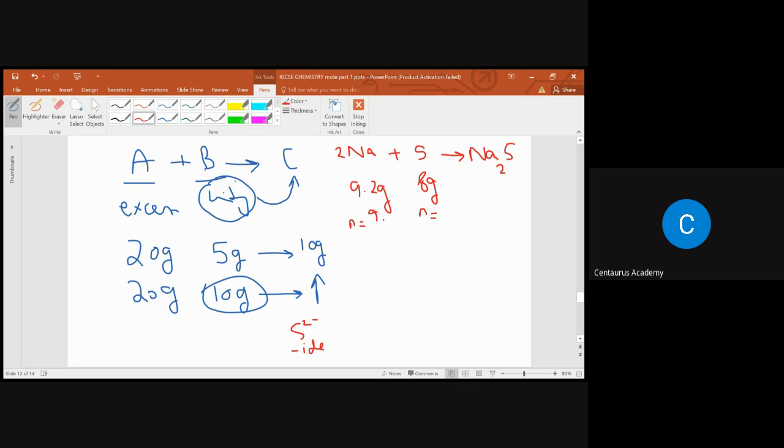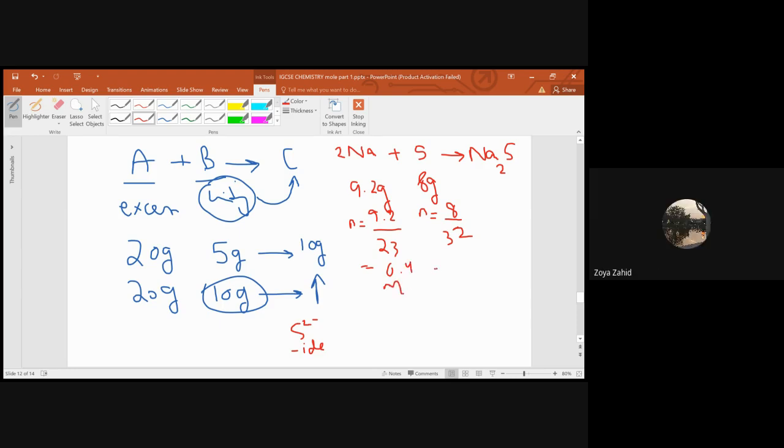Tell me the number of moles of sodium here. It is the mass upon Mr, or the molar mass. 9.2 will be divided by the relative atomic mass of sodium. What is the relative atomic mass of sodium? 23. You simply have to look into your periodic table for this one. The mass of sulfur is 8, divided by 32, the relative atomic mass of sulfur here. What are the final answers? The number of moles of sodium is going to be? Yes, grab your calculators. 0.4.